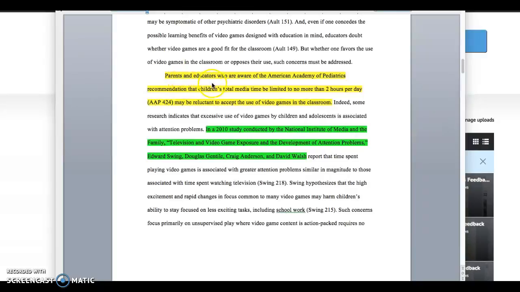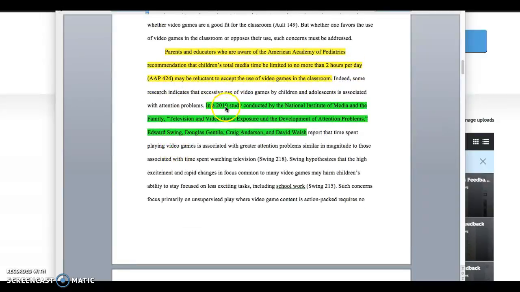So the first one: "Parents and educators who are aware of the American Academy of Pediatrics recommendation that children's total media time be limited to no more than 2 hours per day may be reluctant to accept the use of video games in the classroom." So that's sort of the first opposing view that the writer is going to contend with. And he does that by a source.